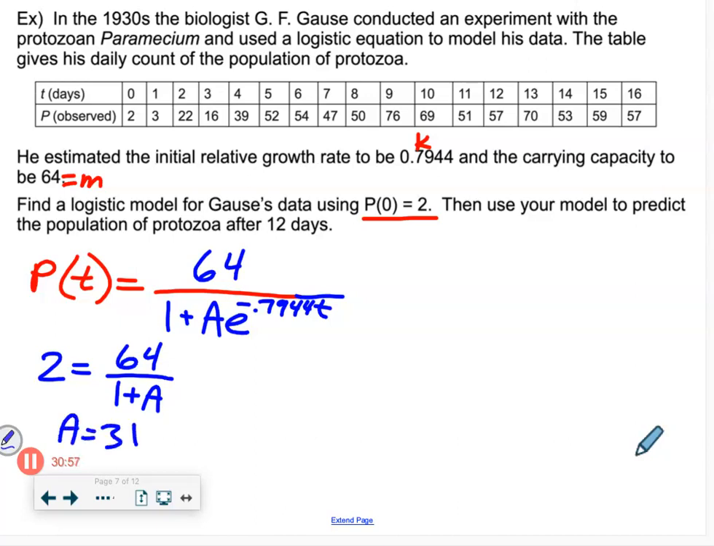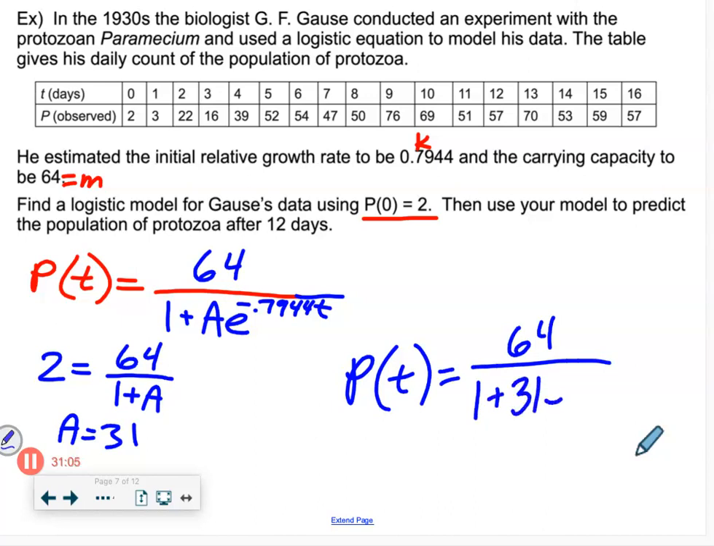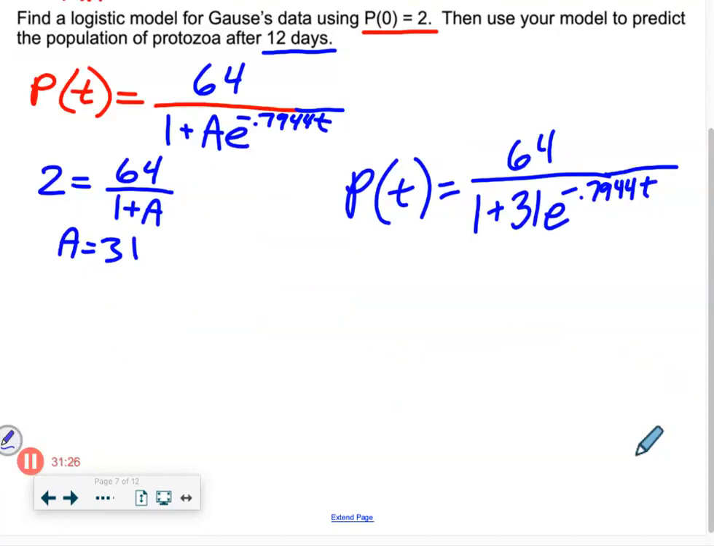All right, so now our population model is 64 over 1 plus 31 e to the negative 0.7944 t. Then they said use this to predict the population after 12 days. So when t equals 12. Have you done that yet? Yeah. If you haven't, go ahead and take a second, plug in a 12 for t. Again, you can have part of a protozoan.